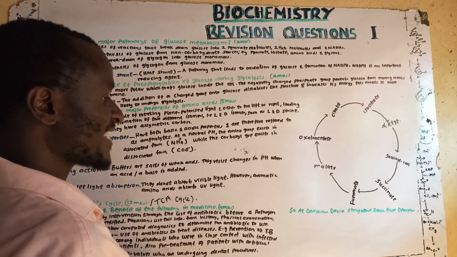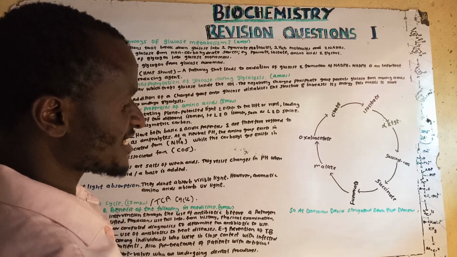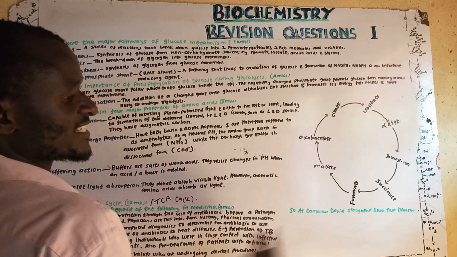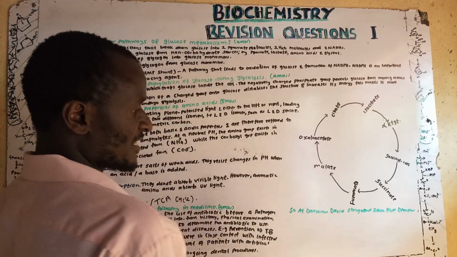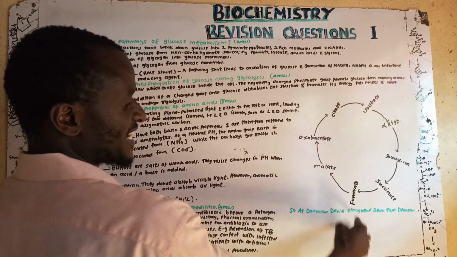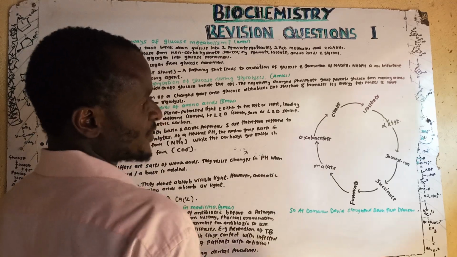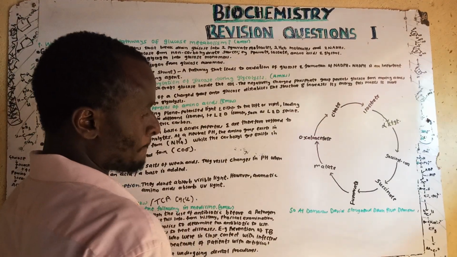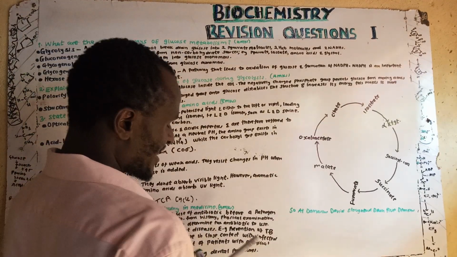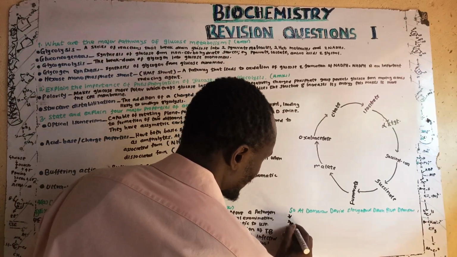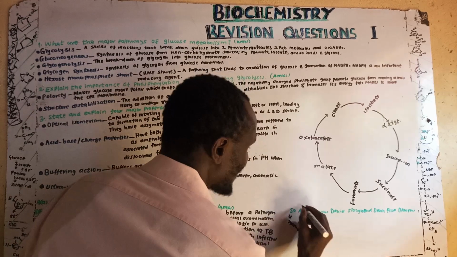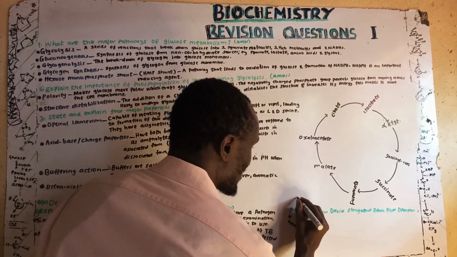Where we have an S stands for a synthase. Then the second S stands for synthetase. Just know that an S is for synthase. We shall see the difference between synthase and synthetase during our discussion. Where we have an S, you put there synthase or synthetase. Then at is aconitase.